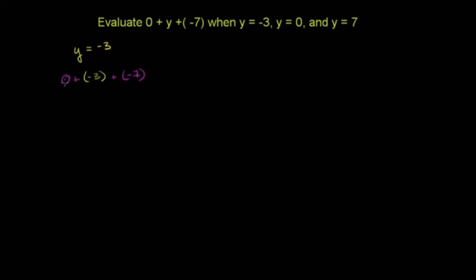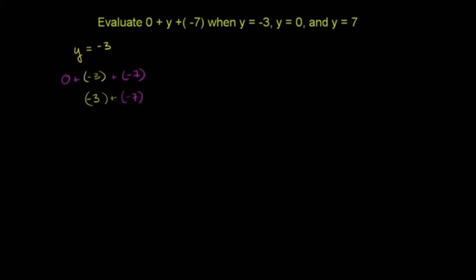Now, 0 plus or minus anything won't change its value. So you can really just ignore the 0 here. This is going to be the exact same thing as negative 3 plus negative 7. Negative 3 plus negative 7.